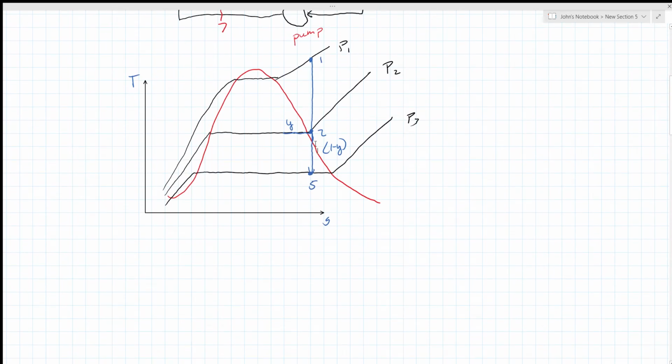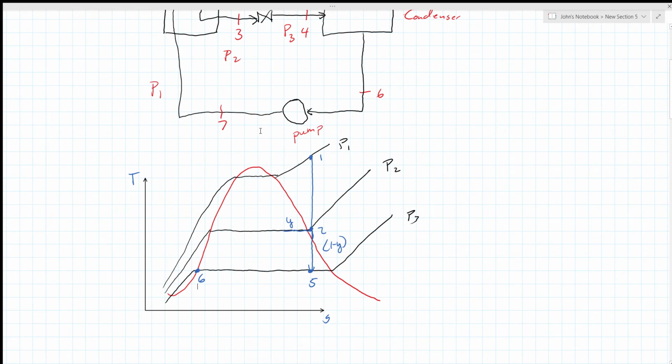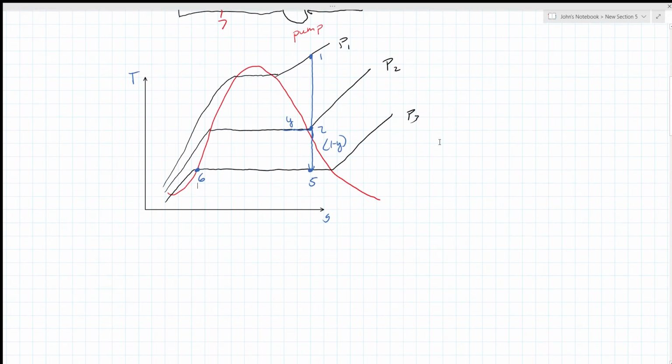Everything leaves the condenser at state point 6, so at state point 6 I am saturated liquid right here, and I am pumped all the way up here to state point 7, to the pressure below that.